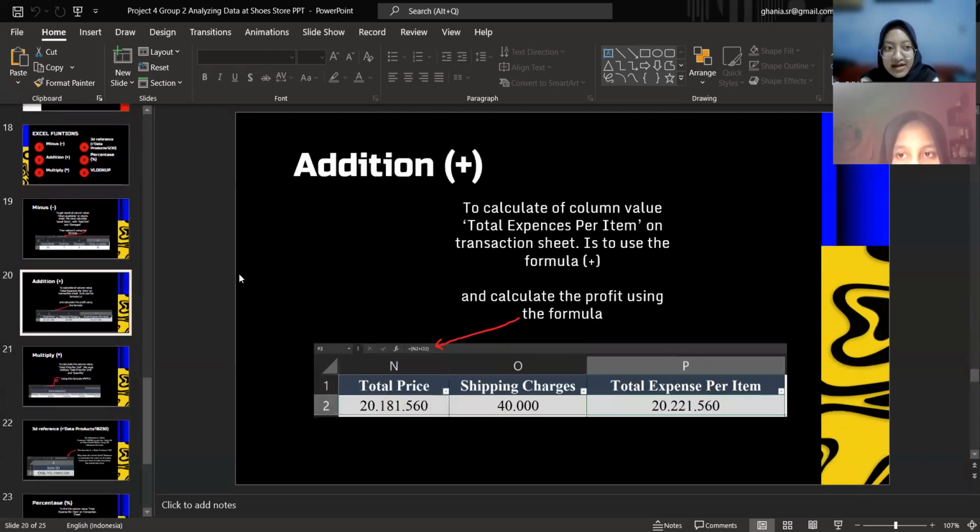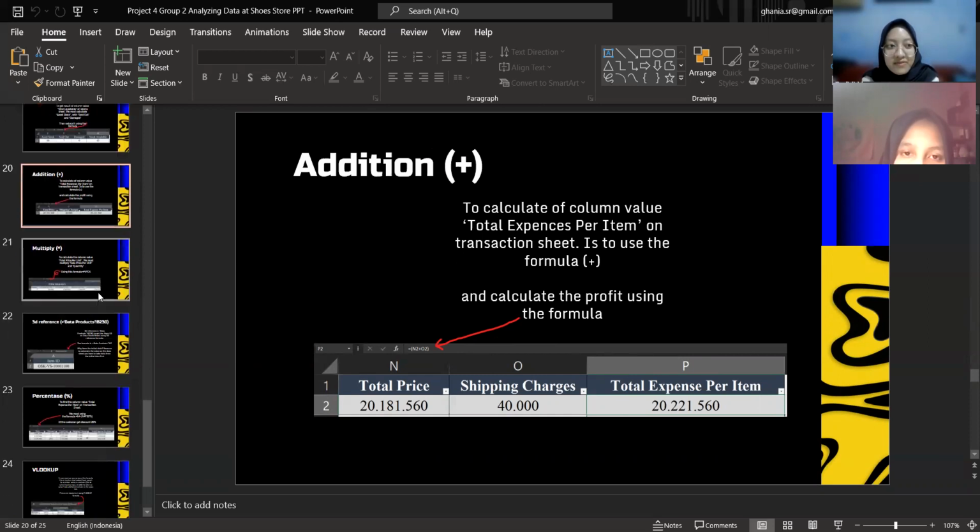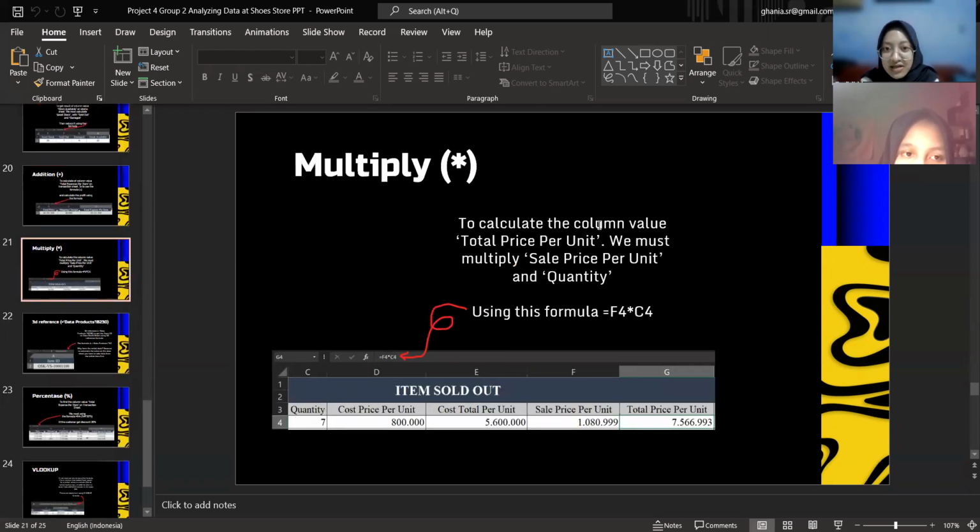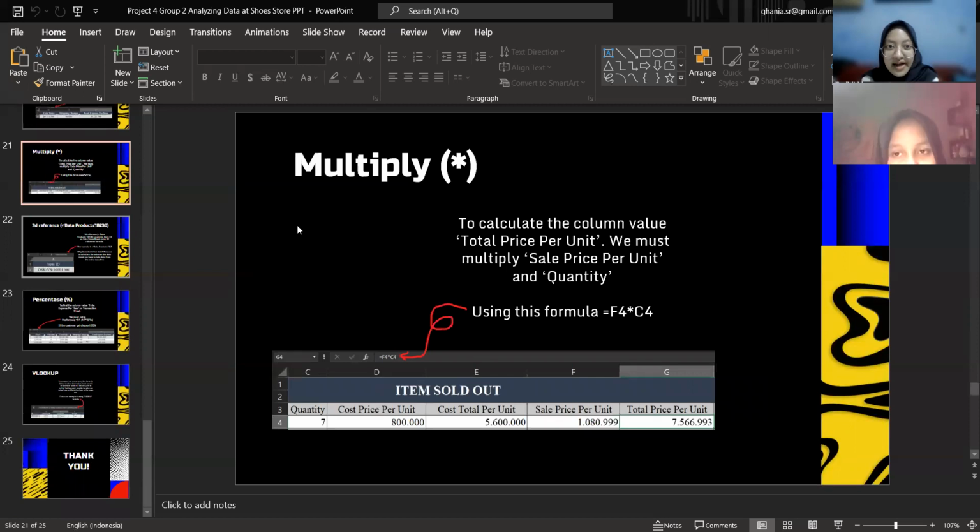Next, we have addition. To calculate the column value total expense per item on the transaction sheet, we use the addition formula, and calculate the profit using this formula. And we have multiply. To calculate the column value total price per unit, we must multiply sale price per unit and the quantity of the product using this formula, F4 multiplied by C4.